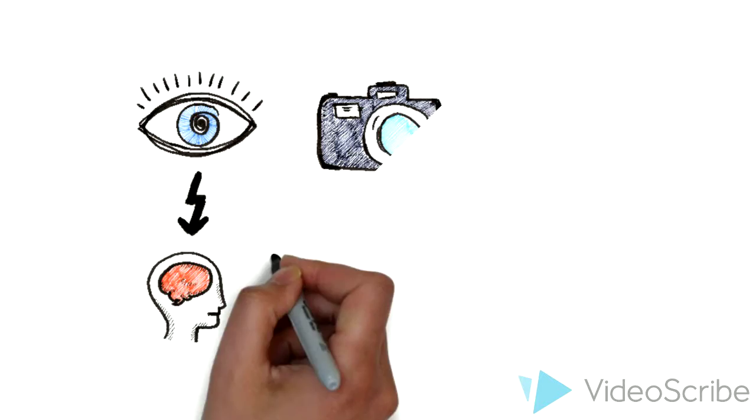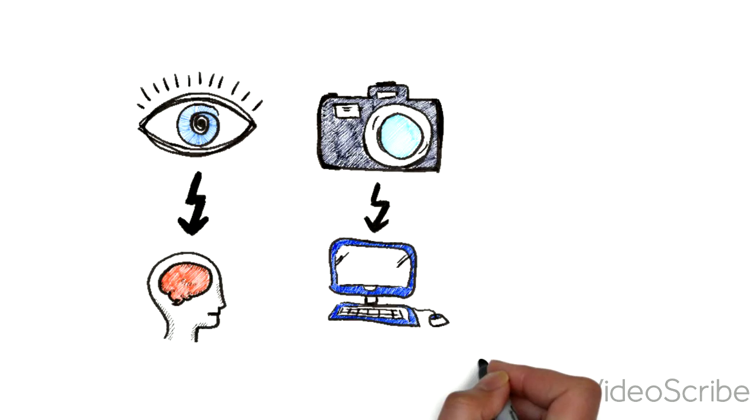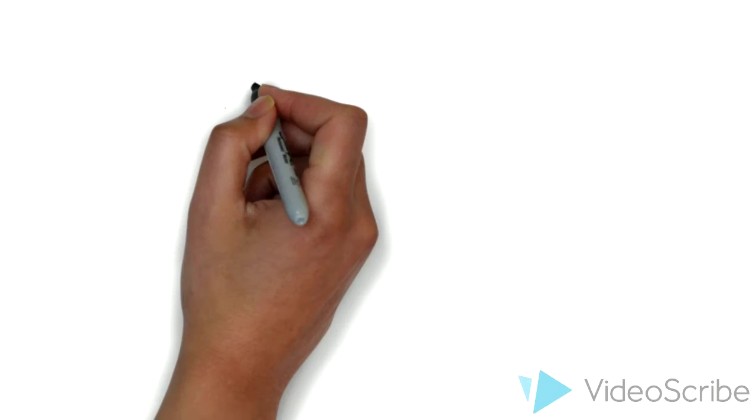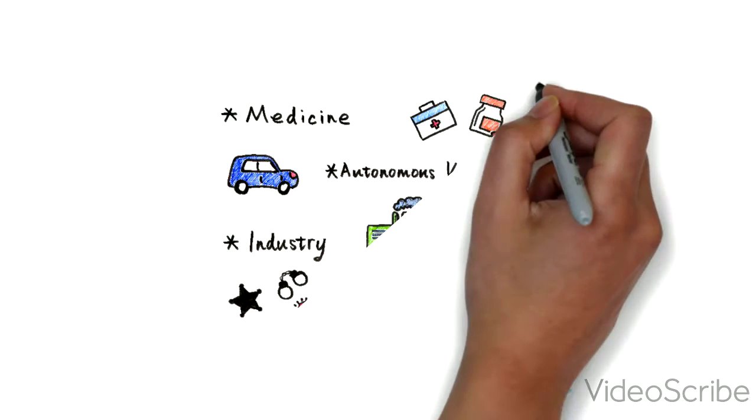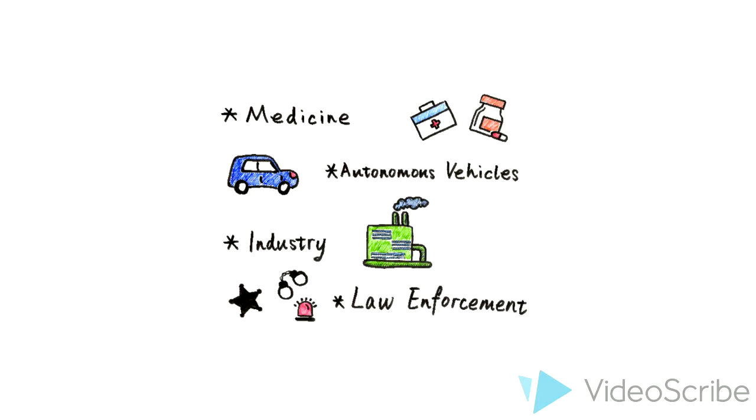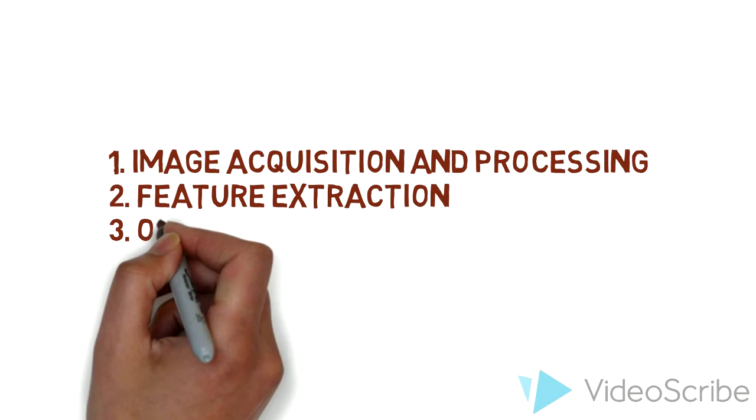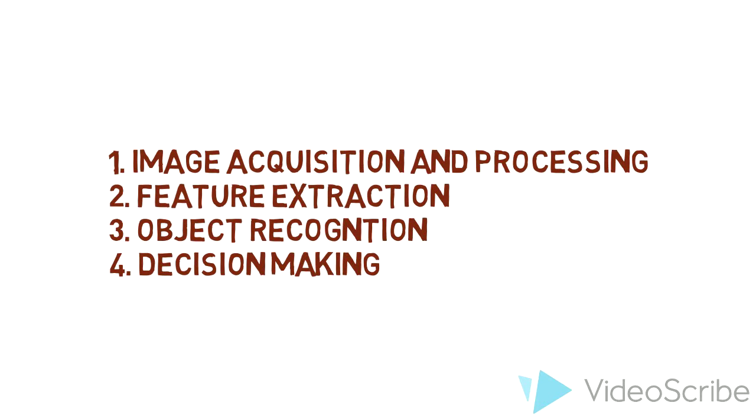In the same way, a photo taken by a camera is just a collection of pixels. It holds no information about the objects in the photo itself. The computer has to process the image to get information about the objects inside it. Computer vision has a wide range of applications, including medicine, autonomous vehicles, industry, and even law enforcement. Each uses a process uniquely optimized to its needs. Despite this, most computer vision processes can be distilled into a few basic steps.